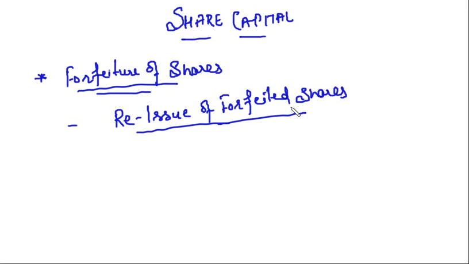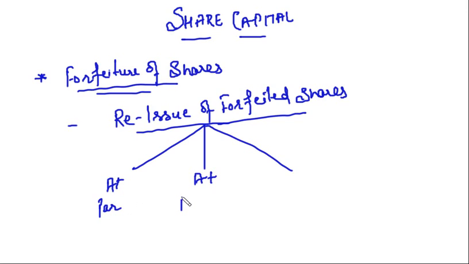That means first of all you cancelled the subscription of a shareholder on the non-payment of a call, right? Then the shares that you forfeited, you reissue those forfeited shares to the public. Clear? Then I told you that this reissue can be of three types. One is at par, second is at premium, and third is at discount.